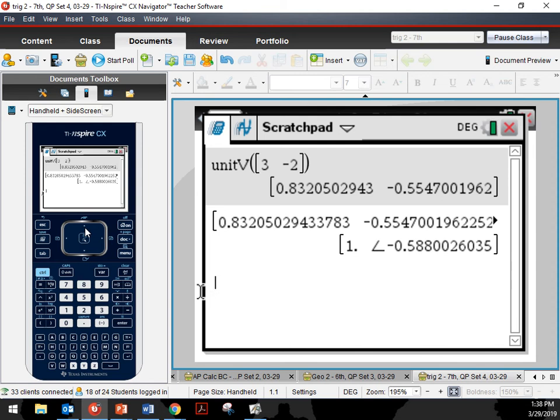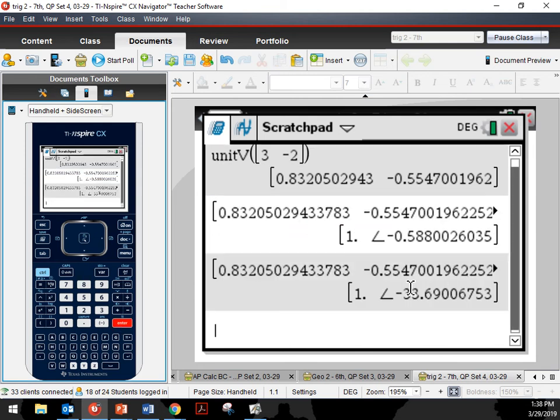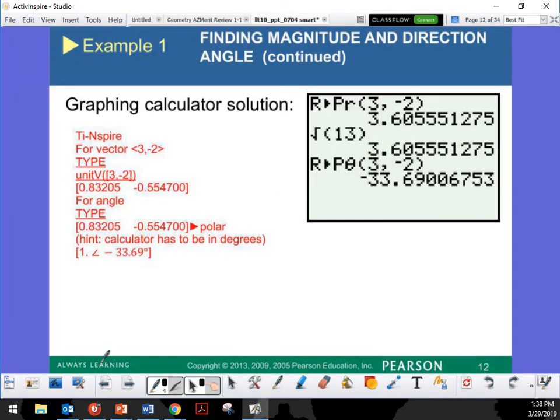Go up again, do the same thing, and hit it. So there it is. That's my angle, my -33.6, right? Yes. Very good. So the calculator just did all that work for me. That's only if we pay attention.